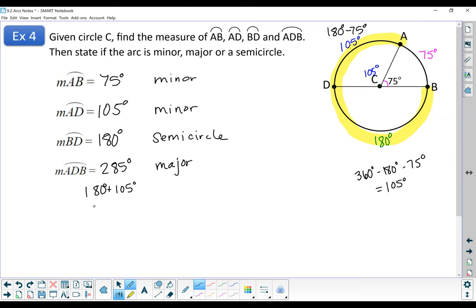Now you also could have said that it's 360 minus 75. That does give you the same answer. So that would be saying, okay, it's the whole circle, but not this piece. So that's another way of thinking about it.